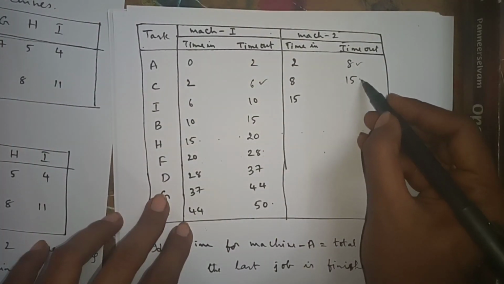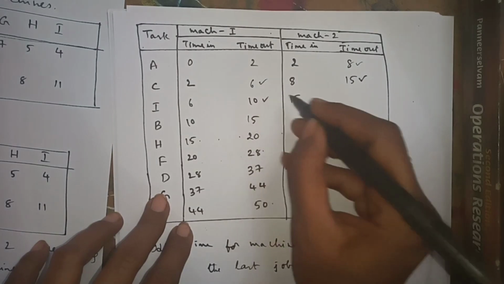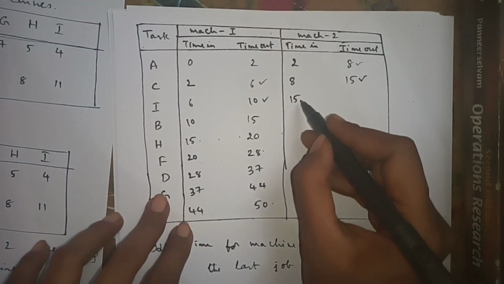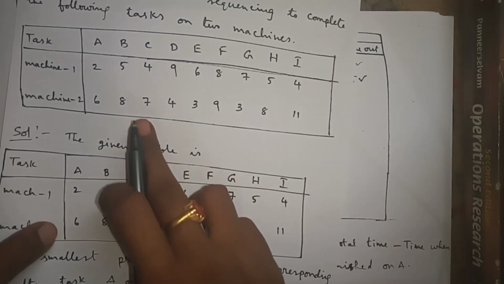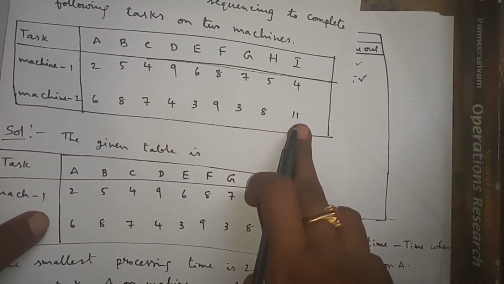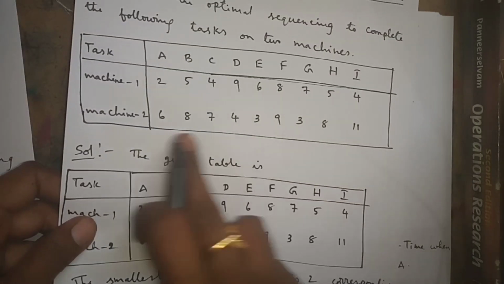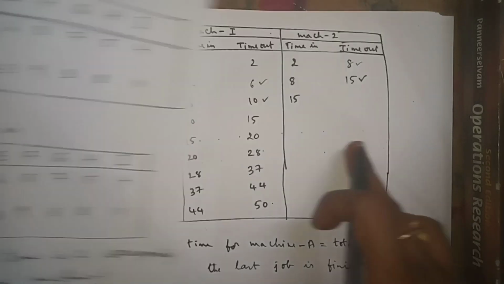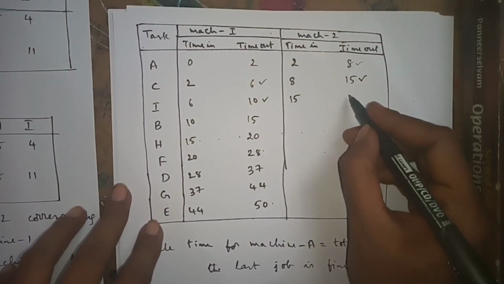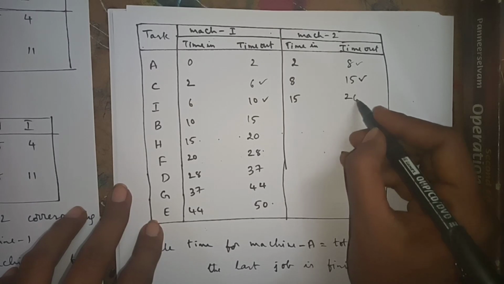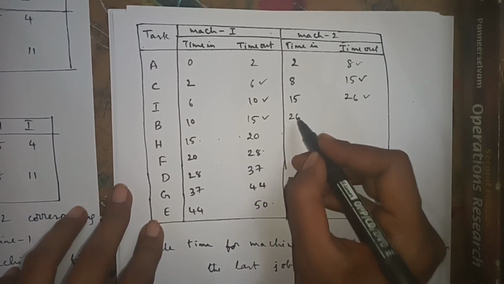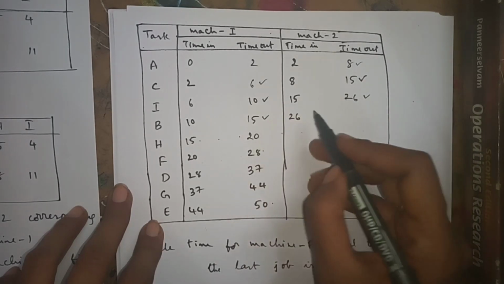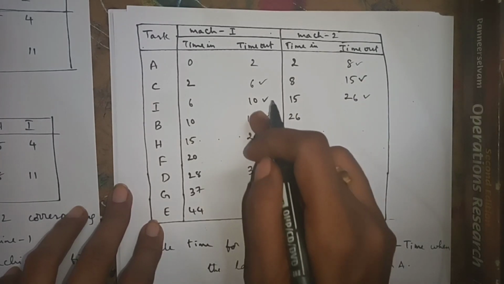Now you have to observe 15 and 10. Which one is maximum? 15. That's why 15 here. 15, for I, how much is there? For I machine 2 is 11. 15 plus 11 is 26. Now 26, 15, which one is maximum? 26. That's why 26. Otherwise, we have to write the maximum value only.